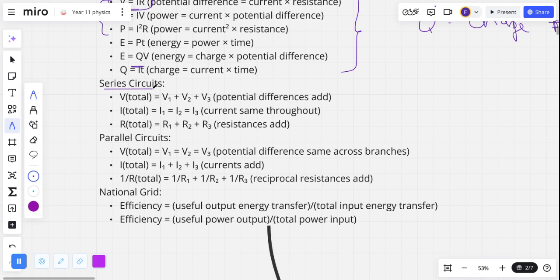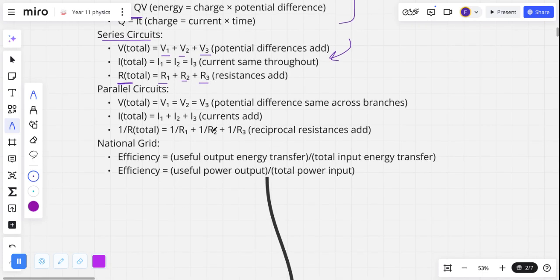Series circuits. What this means here, of what I put down, is to work out the voltage, just add all the voltages together. To work out the current, well, it's the same all the way through. If it's a series circuit and you're looking at resistance, just add them all up. And in parallel circuits, the voltage is the same across every branch. Currents add up, and you don't need to know that one.